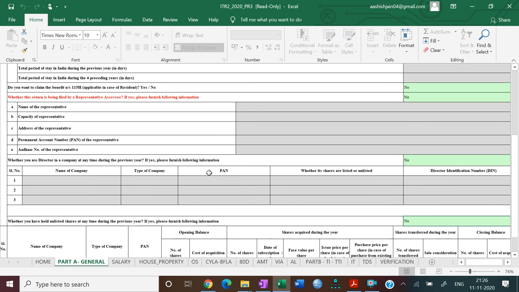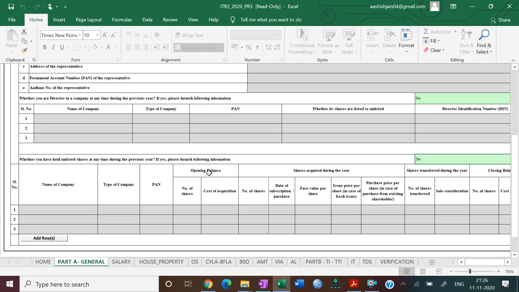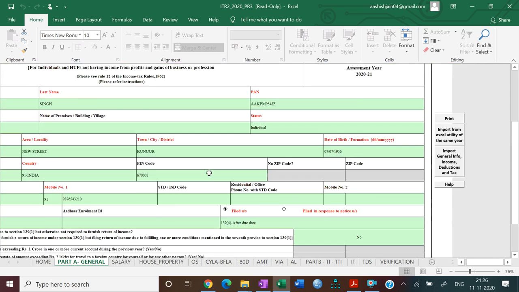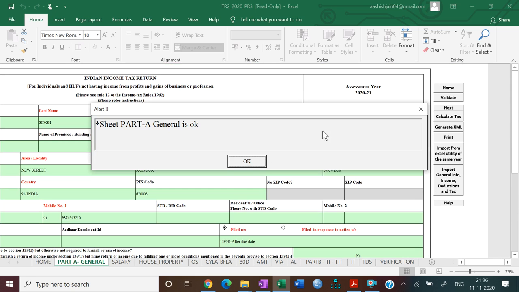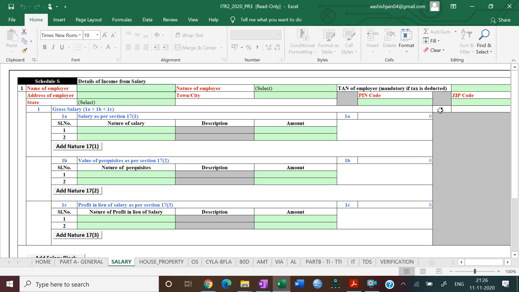Now, is the SSC a director of a company? No. Does the SSC have any unlisted shares? No. So everything is fine till now. Let's validate this. Sheet is okay. Now move into the next part, that is income from salary.